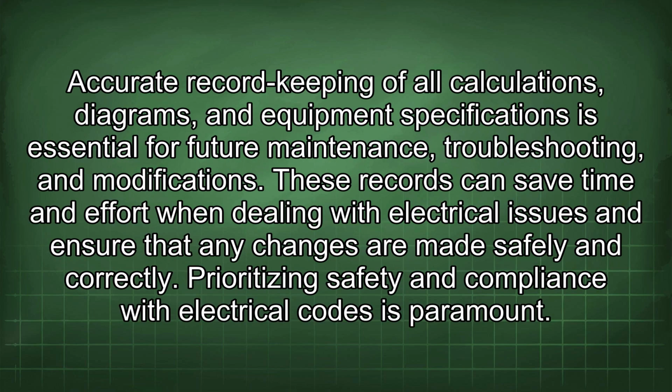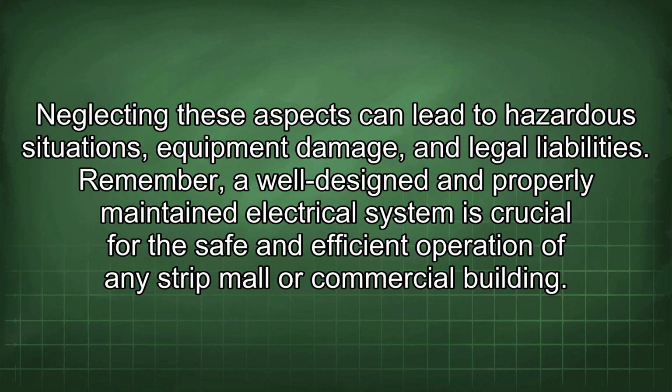Accurate record keeping of all calculations, diagrams, and equipment specifications is essential for future maintenance, troubleshooting, and modifications. These records can save time and effort when dealing with electrical issues and ensure that any changes are made safely and correctly. Prioritizing safety and compliance with the electrical codes is paramount. Neglecting these aspects can lead to hazardous situations, equipment damage, and legal liabilities. Remember, a well-designed and properly maintained electrical system is crucial for the safe and efficient operation of any strip mall or commercial building.